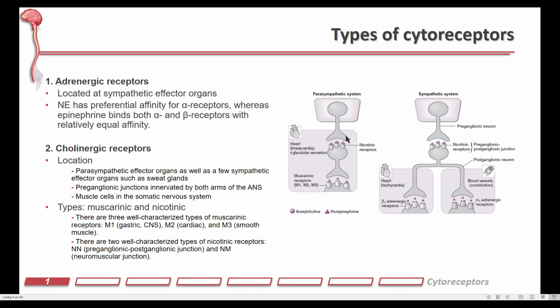So here you can see the example of how it interacts with the effector organ. Here you have nicotinic receptors, because that's the preganglionic and postganglionic neuron. So here it's nicotinic receptors in the ganglia. But when it comes to the effector organ, here you have muscarinic receptors like M1, M2, M3. And in case of the heart, acetylcholine will cause decreased heart rate, which is called bradycardia.